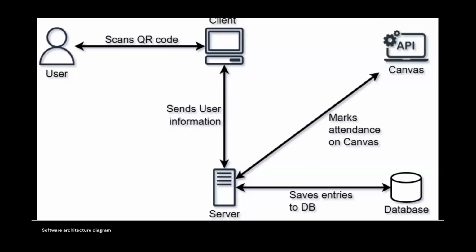We have the user, who will scan the QR code, which will prompt them to the client. The client will then send the user's information to our server, which will verify their attendance. All their information will be saved into our database, and the server will communicate with the Canvas API to actually mark them as attended. Finally, the client will send feedback to the user once everything is verified. So now we're going to show you the different routes we have implemented.